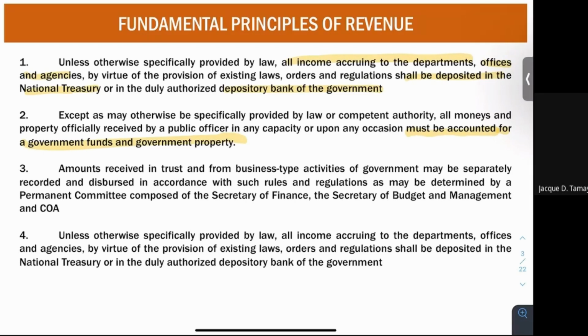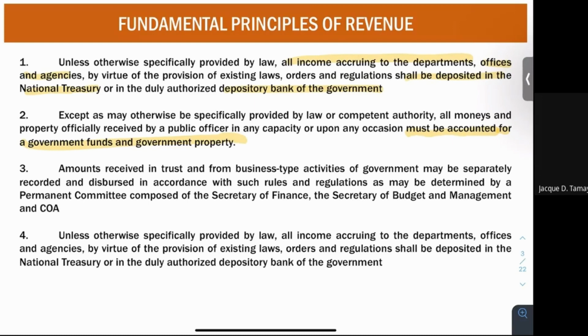Number three, amounts received in trust and from business type activities of government may be separately recorded and dispersed in accordance with the rules and regulations as may be determined by a permanent committee composed of the Secretary of Finance, Secretary of Budget and Management, and COA. Okay, so this talks about a permanent committee. Sir, what is that permanent committee?